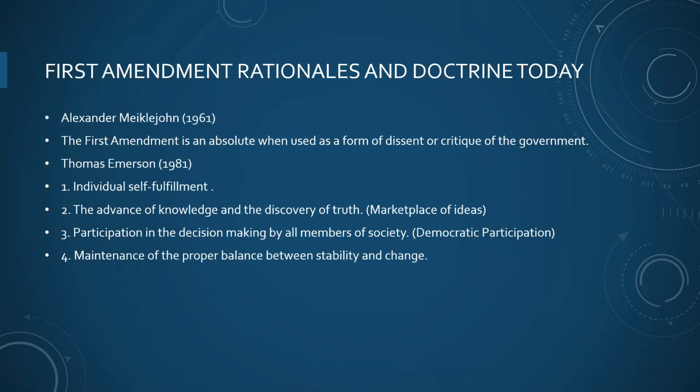So the first one is based on John's argument that the First Amendment is an absolute when used as a form of dissent or to critique the government. So it is an absolute if what the person is doing is critiquing or dissenting from the government. Under that theory, think back to the protests that were happening over the summer. Would that, with that understanding, allow the president to send in troops to break up the protest? Or would that be considered a protected form of speech?